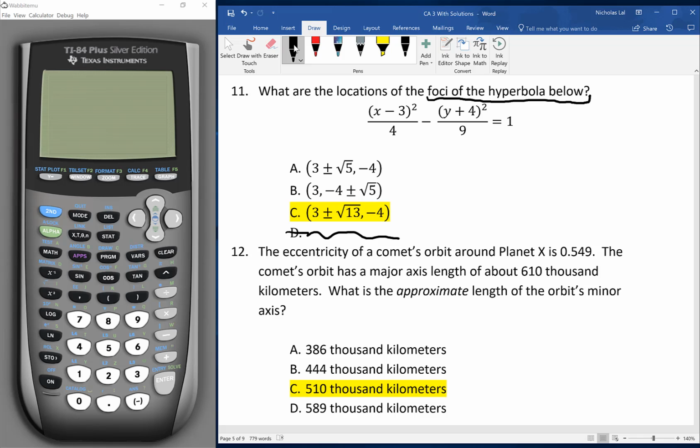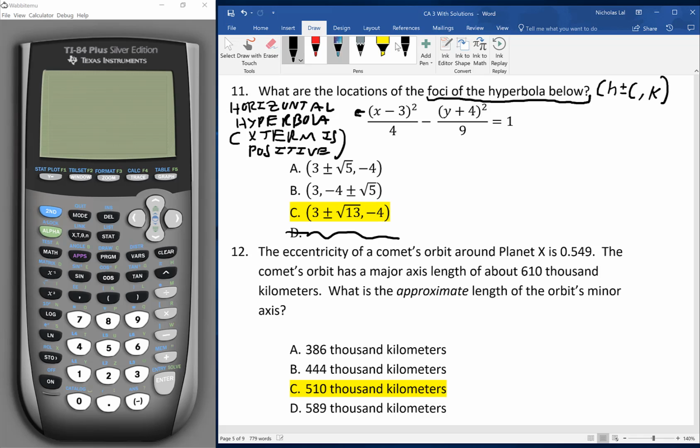when this is a horizontal hyperbola, and so a horizontal hyperbola because the x term is positive. So anyways, the foci of a horizontal hyperbola are going to be h plus or minus c, k.